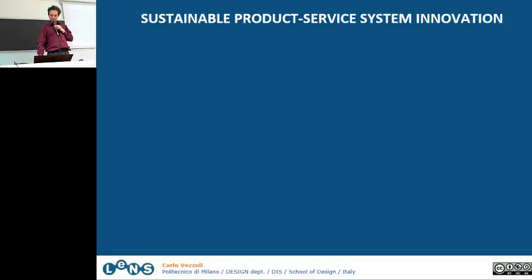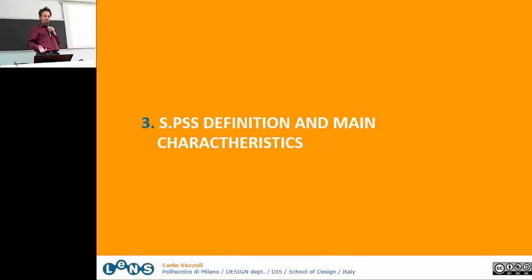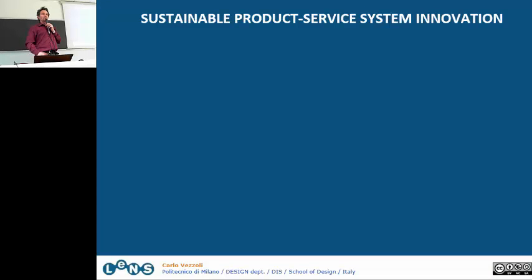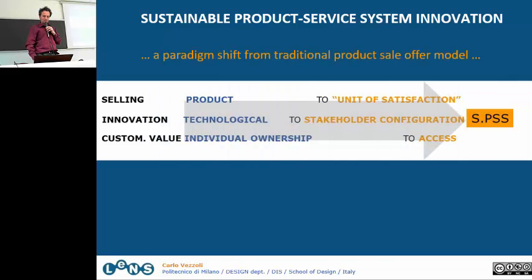Okay. Now I'm going to give you a definition and highlight the main characteristics. I prefer to start with the example, not with the definition, because with the definition you don't understand anything. And before the definition, I want to highlight again the paradigm shift from traditional product sale. What changed? Are we selling product, or only product? More, we are selling a unit of satisfaction. It's a new terminology, but you get the point. Selling a unit of satisfaction.